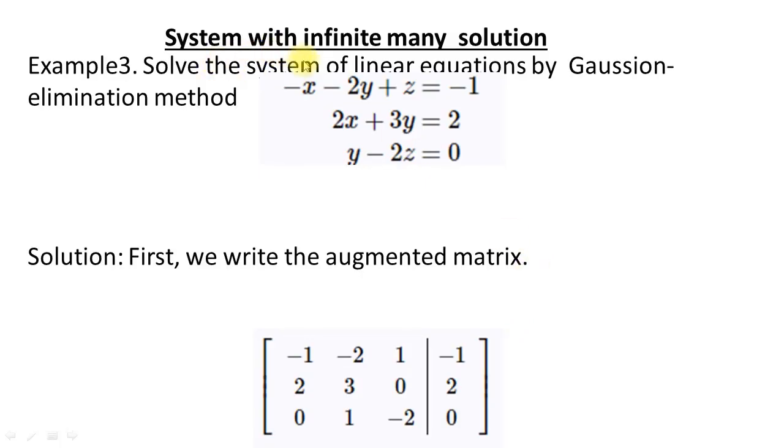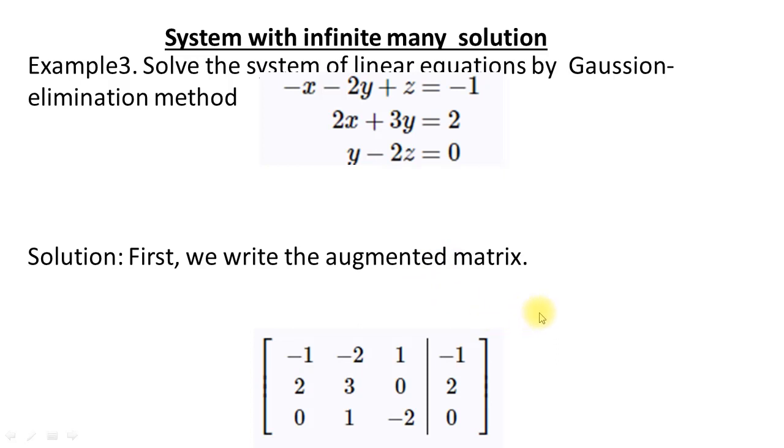Now, a system with infinitely many solutions. We have a system of 3 equations: minus x minus 2y plus z is equal to minus 1, 2x plus 3y is equal to 2, and y minus 2z is equal to 0. First of all, write the augmented matrix of this system. This is the coefficient matrix, and this is the constant matrix, the constants of the system of equations which lie on the right hand side. So this is the augmented matrix.